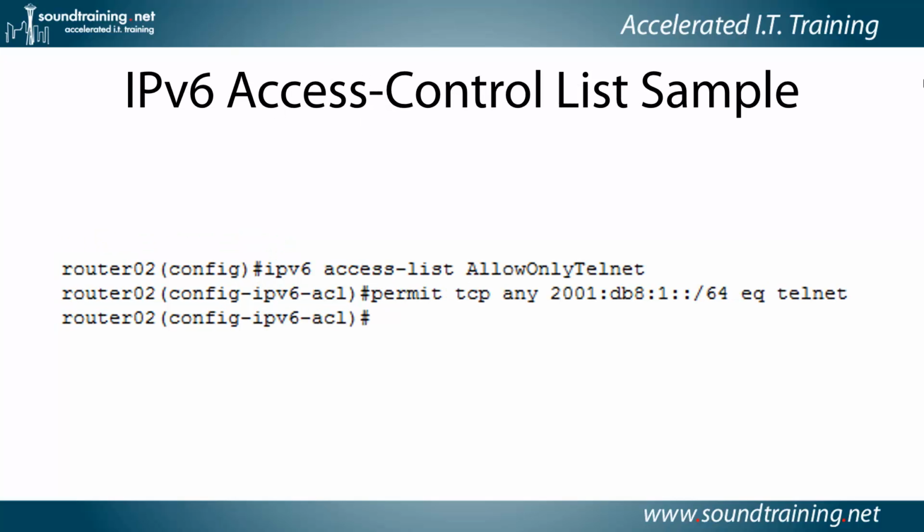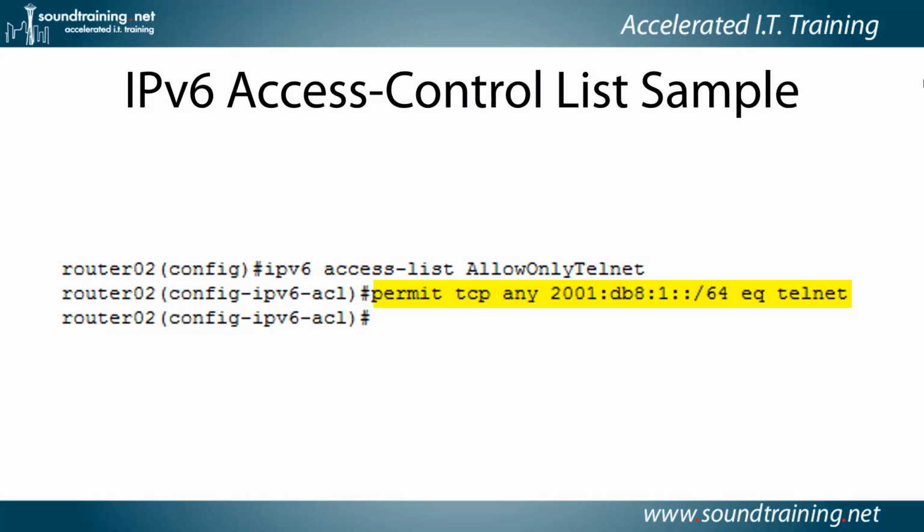Here's another example of an IPv6 access control list. This one, instead of working with individual hosts, works with a subnet. So here we use IPv6 access-list, and then the name of the list, allow only telnet in this case. Then a permit statement, and we're going to permit TCP traffic. So here it's almost exactly the same as it was with IPv4, from any source.